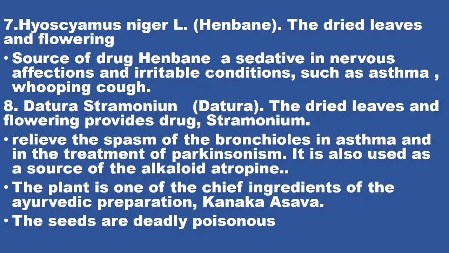Hyoscyamus niger, henbane. The dried leaves and flowering shoots are the source of the drug henbane, a sedative in nervous affections and irritable conditions such as asthma and whooping cough. Datura stramonium. The dried leaves and the flowers provide the drug stramonium, and the drug relieves the spasm of bronchioles in asthma and is used in the treatment of Parkinson disease. It is also used as a source of the alkaloid atropine. The plant is one of the chief ingredients of the Ayurvedic preparation of Kanak Asava. The seeds are deadly poisonous.